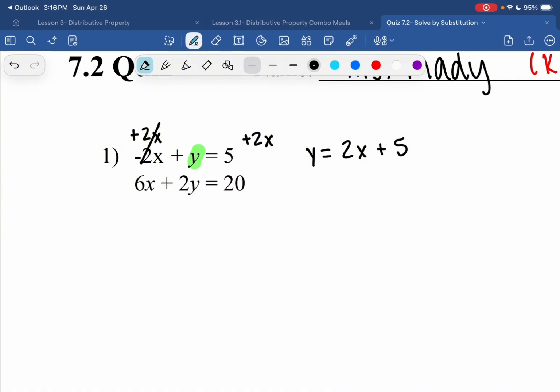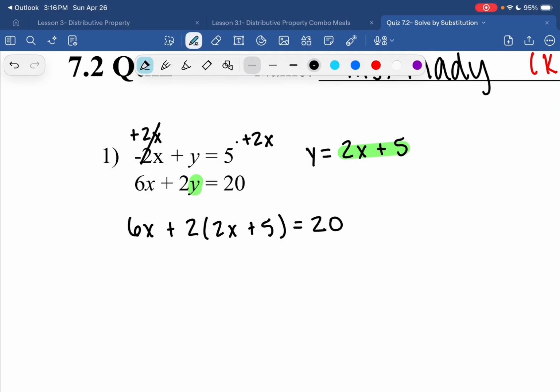Okay, I now have an equation that says y equals, right? So I'm going to plug that in. I'm going to plug it into this equation down here. So my value for y is 2x plus 5, and I'm going to plug that in for y. So you need to rewrite your equation, right? So I now have 6x plus 2 times my value for y, which is 2x plus 5, equals 20.